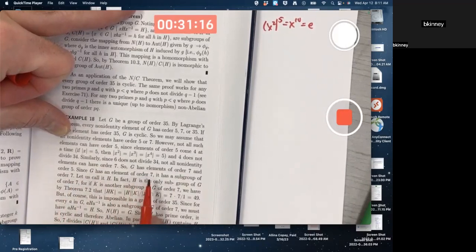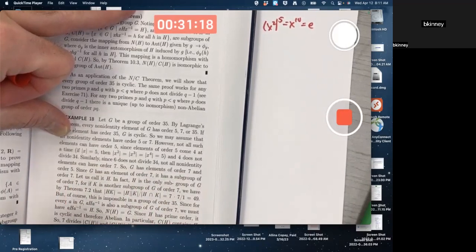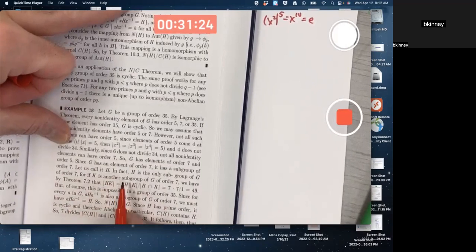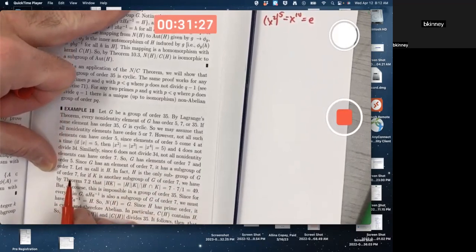Since G has an element of order 7, it's got a subgroup of order 7. Yep. Take a cyclic subgroup generated by such an element, call it H. Okay, here looks like a key sentence. In fact, H is the only subgroup of G of order 7. Why?